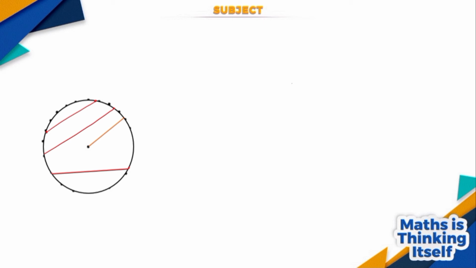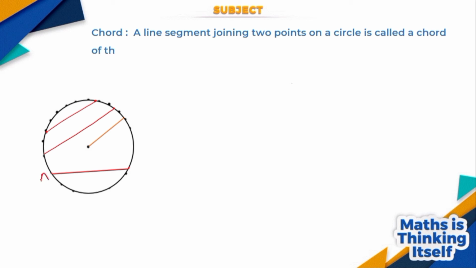So in scientific language, the chord is known as a line segment joining 2 points on a circle is called chord of the circle, and in the given figure we can clearly see that AB is the chord.